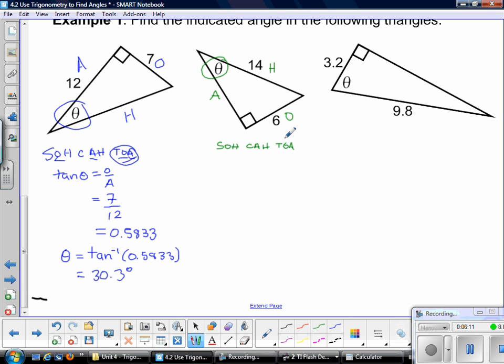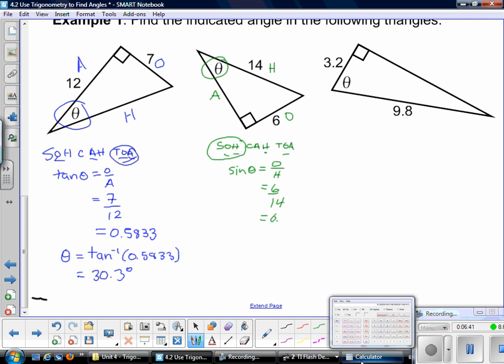And the sides I have are opposite and hypotenuse. So you can see in this case, I'm going to use the sine. I'm going to write down its little mini formula. Sine of theta equals the opposite side over the hypotenuse. In this case, the opposite is 6. My hypotenuse is 14. Again, I take my calculator and I'm actually going to change it into a decimal.